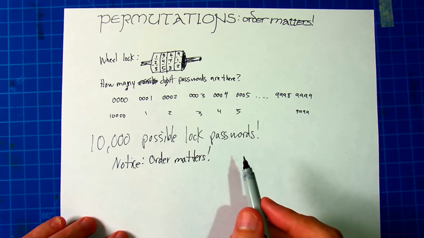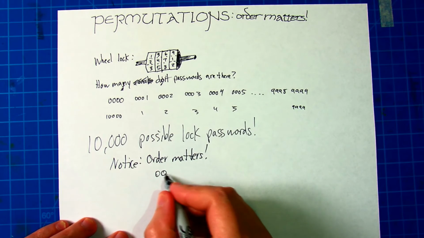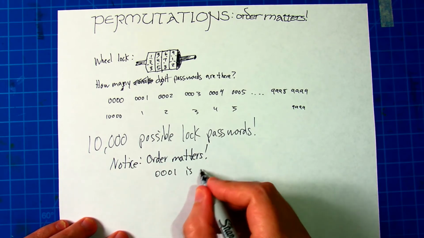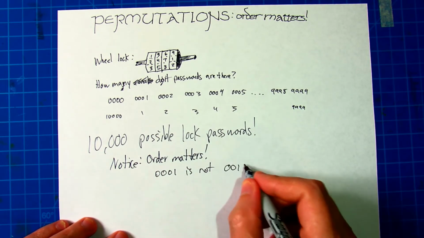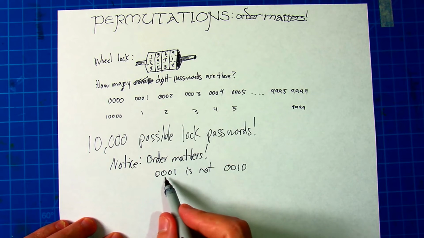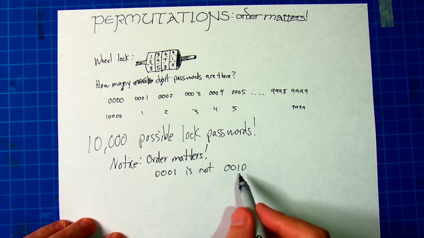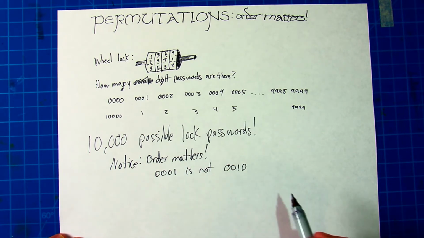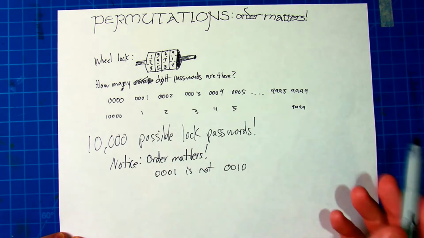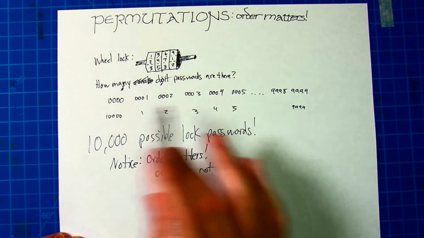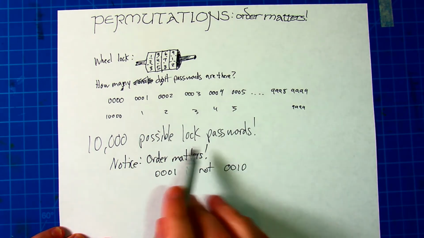Notice here in this situation, order matters because 0001 is not the same as 0010. If this is the passcode and you enter this, it is not going to open. So order matters here. Short of adding them all up, what is the easier way to figure out how many total lock passwords there are?